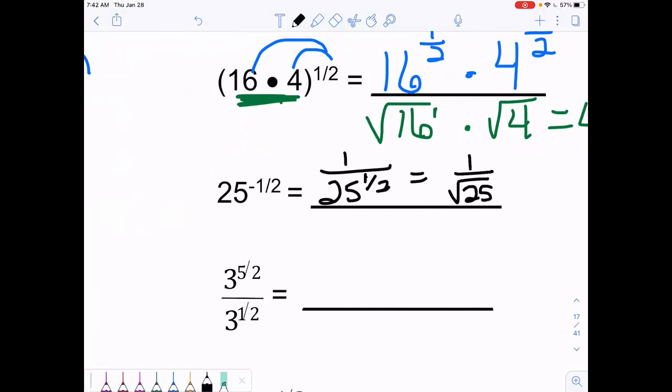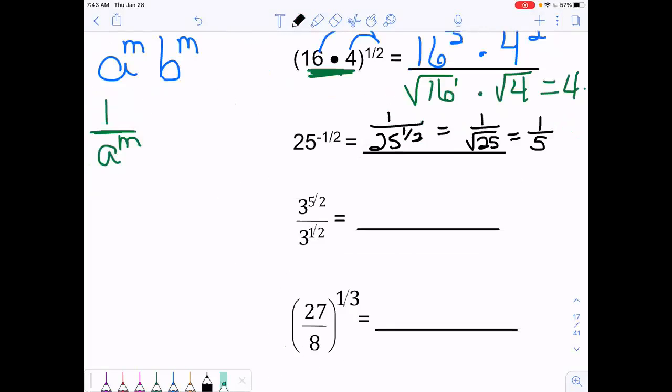So anytime you see an exponent of a half, that's a square root. A radical and an exponent in rational form are the same thing. And we know the square root of 25 is 5, so that would become 1/5. So it becomes a fraction because of the negative exponent, and then we apply the exponent once it becomes positive. All right, two more to go here.